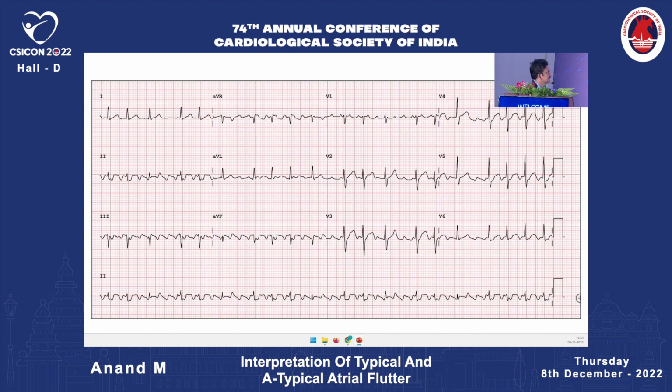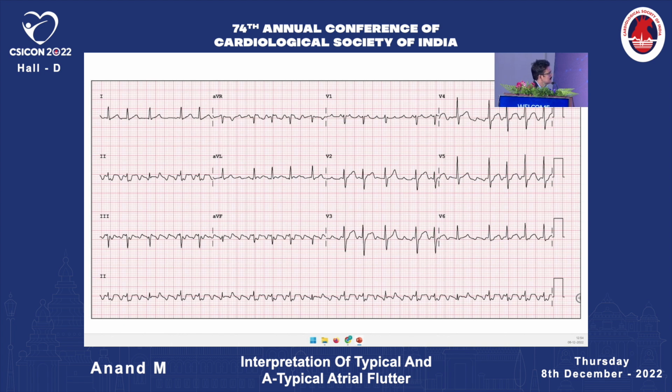These are the ECG findings in a typical CTA dependent counterclockwise flutter. You have the sawtooth wave pattern. If you closely analyze it, the initial portion of the flutter descent is shallow, then you have a steep descent, which is followed by a steep ascent and a terminal P wave. This is seen in inferior leads 2, 3 and AVF.